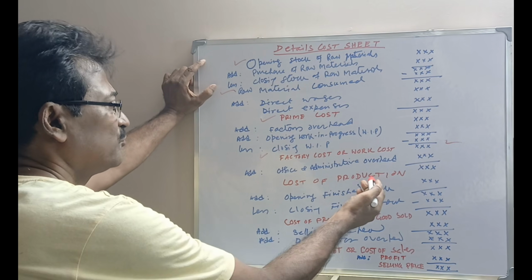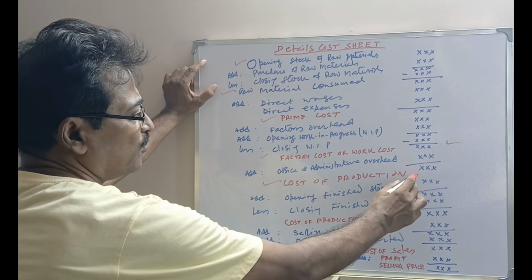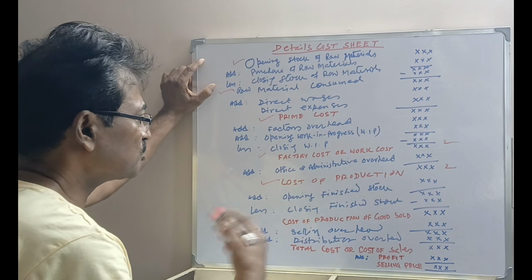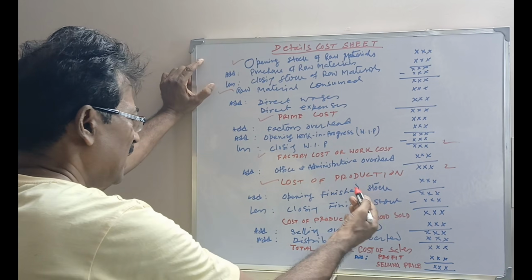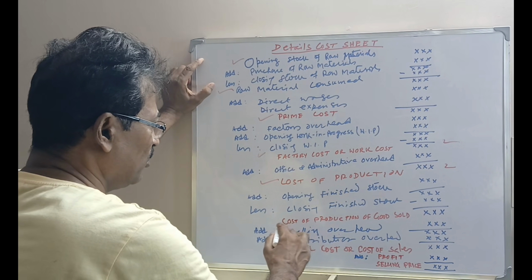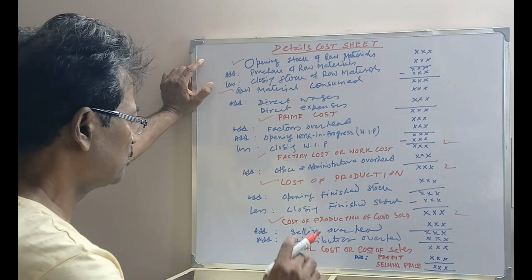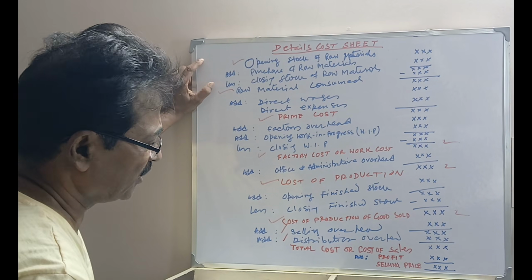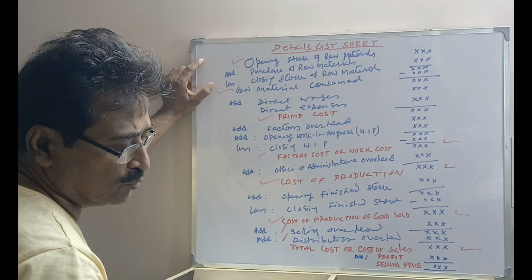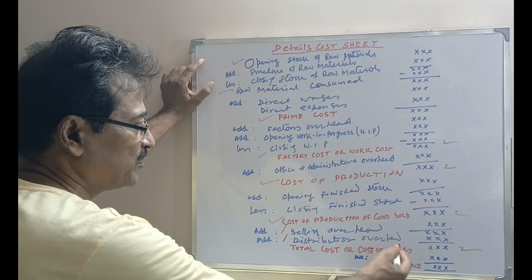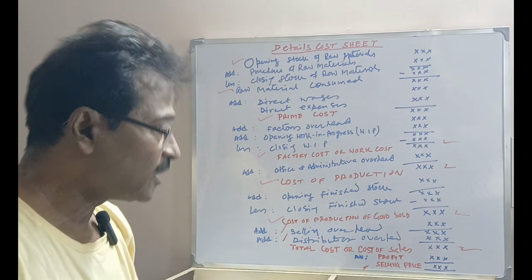Okay, then with the factory cost or work cost add office and administrative overhead, we will get cost of production, right? Then cost of production, if there is any opening stock, add with this and deduct the closing finished stock, we will get cost of production of goods sold. Then with the cost of production of goods sold add selling and distribution overhead, we will get the total cost or cost of sales. Then with the total cost or cost of sales add profit element, we will get the selling price. This is the detailed structure of the cost sheet.